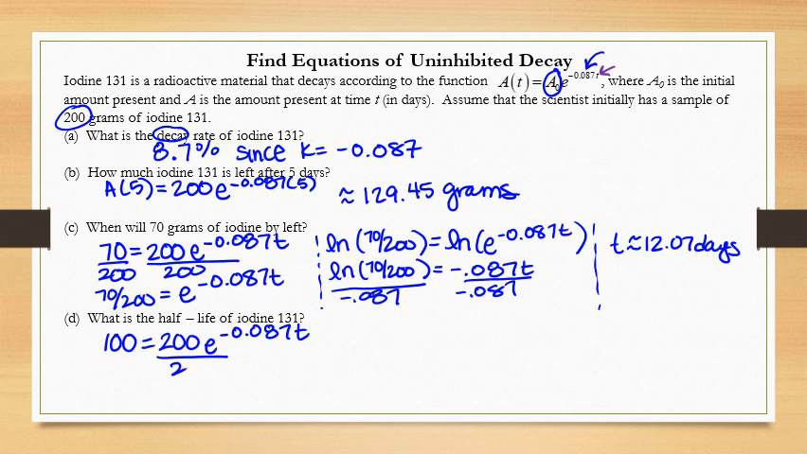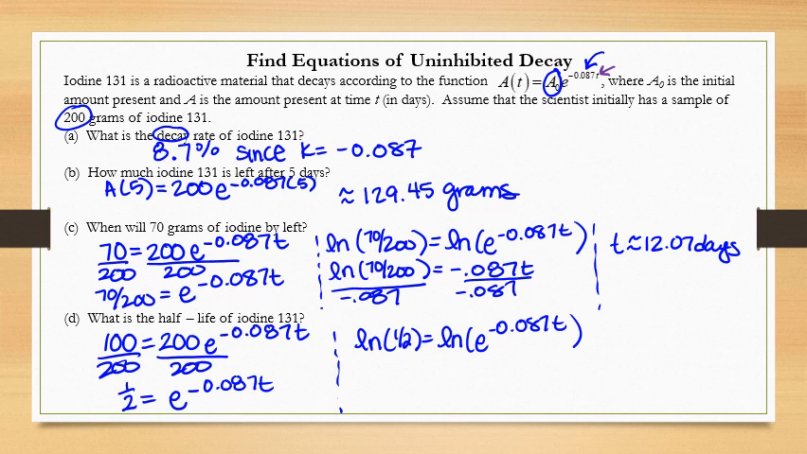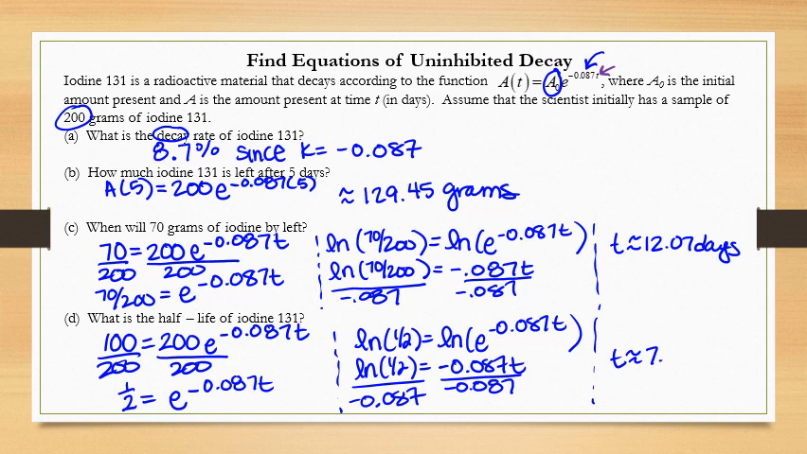So again, I have an exponential function, so get that exponential piece by itself. And that leaves me with 1/2 equals e to the negative 0.087 t. Take the natural log of both sides. And now that I've done that, I can move that exponent in front. And again, the natural log of e is just 1, so I don't need to write that. And divide both sides by negative 0.087 to get the t by itself. And I get that t is about 7.97 days.